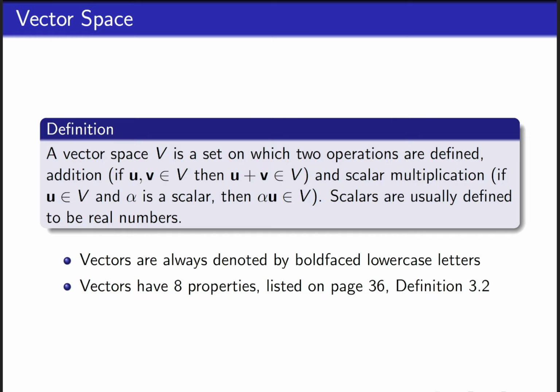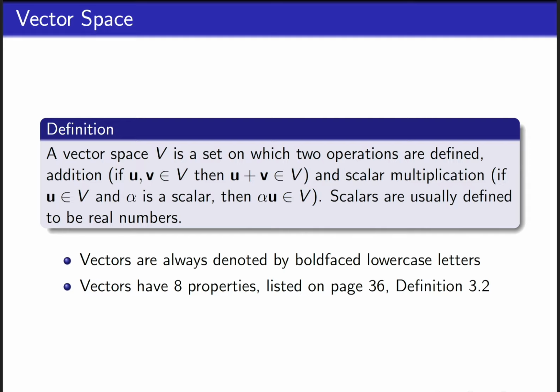So first, we need to talk about a vector space. A vector space is a set which has two operations defined on its elements, addition and scalar multiplication. These operations are closed. What this means is that if you add two vectors in a vector space, that summation is also going to be an element of the space. And if you multiply a vector by a scalar, then that result is also going to be a vector in the vector space. In this class, scalars are going to be real numbers unless we specify otherwise.